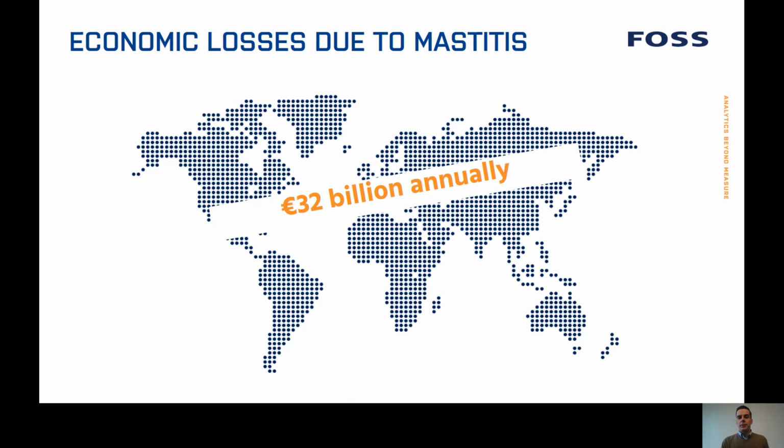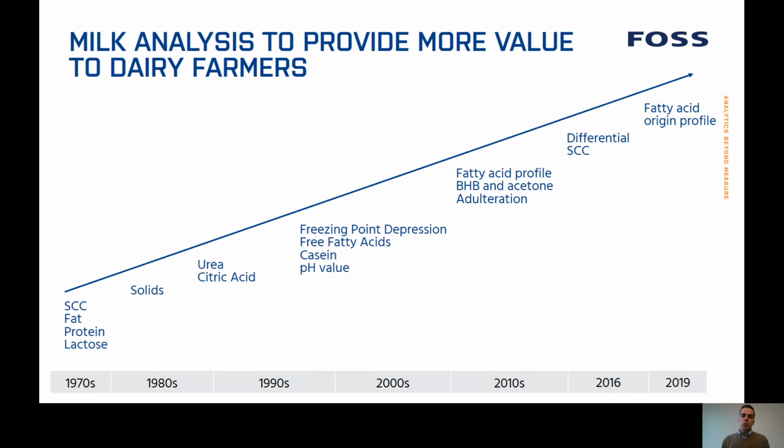Thus, the annual losses due to mastitis still account to somewhere around 32 billion euro every year, and this figure illustrates very clearly that the dairy industry is suffering a lot from mastitis. One approach to manage mastitis is by analyzing milk samples and extracting different parameters out of the milk samples. So we can use the milk analysis as a tool to provide dairy farmers with valuable information to manage their cows.